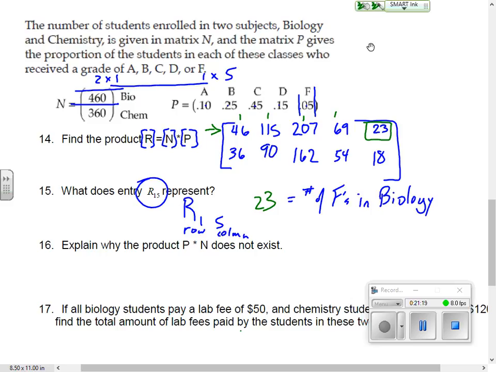Explain why the product P times N does not exist. Well, P is a 1 by 5. And if you try to multiply that by N, which is a 2 by 1, well, the middle two numbers don't match up. They need to be the same. That's why it doesn't exist.